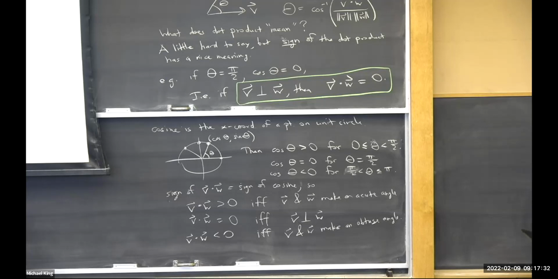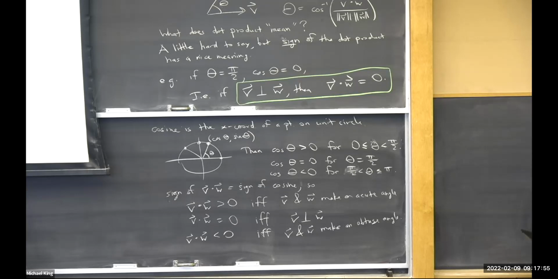We will talk about projections at some point, in which case there's another way to interpret the dot product of two vectors as the projection of one onto another, but we'll talk about that in a little bit.